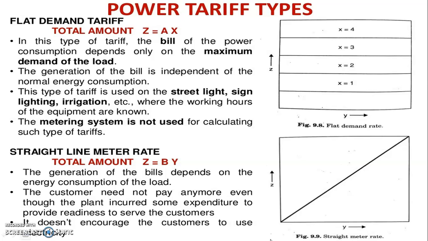Next method is straight line meter rate. So for this method, the formula will be Z is equal to BY. The generation of the bill depends on the energy consumption of the load. The customer need not pay anymore even though the plant incurred some expenditure to provide readiness to serve the customer. It does not encourage the customer to use electricity.